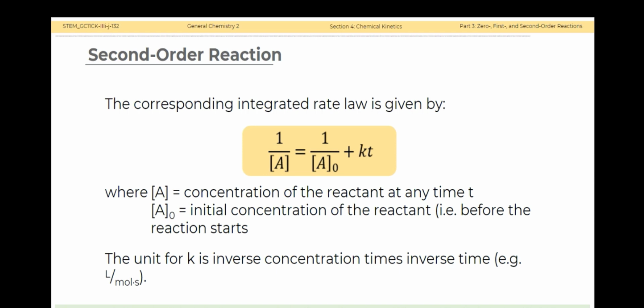The corresponding integrated rate law is given by 1 over concentration of A at any time t equals 1 over initial concentration of A plus kt. The unit for k is inverse concentration times inverse time, for example, liter per mole second.